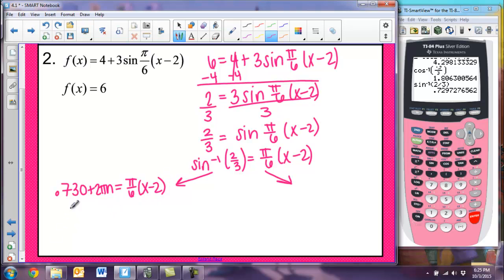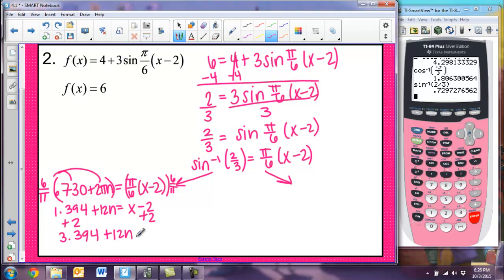Okay, and so again, this is just doing some algebra in here. You would go ahead and times both sides by 6 over pi. Distribute out. That would get me 1.394. Again, check in your calculator if you don't believe me. And then if you times this together, you would get 12n, left with just x minus 2. Then we're going to go ahead and add 2 to both sides, again checking for like terms, and then you get 3.394 plus 12n equals x. So that's the first part of my general solution.